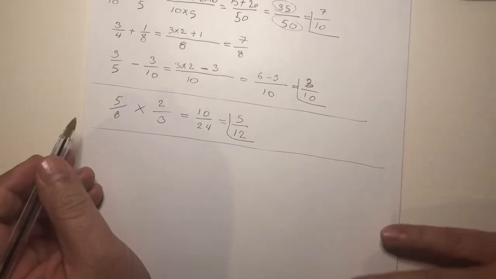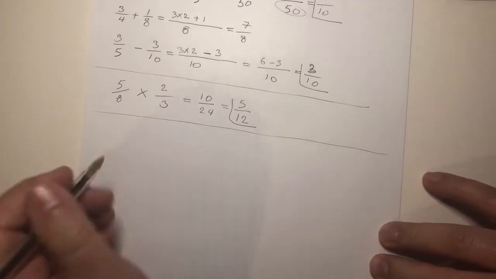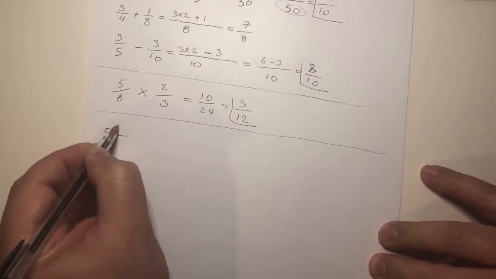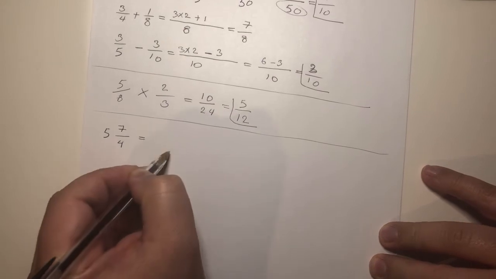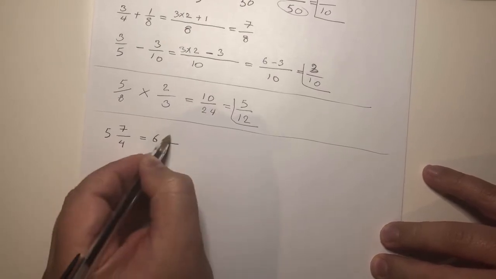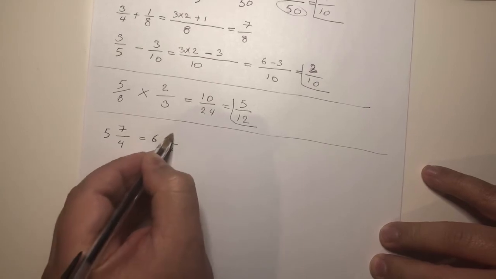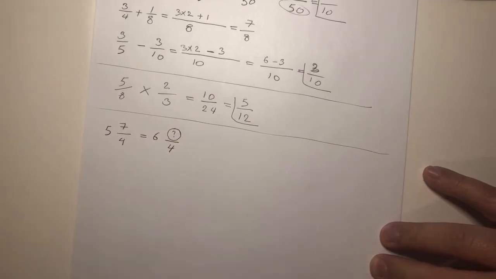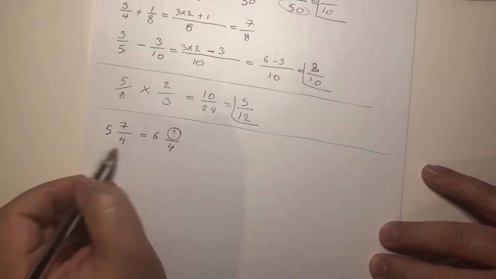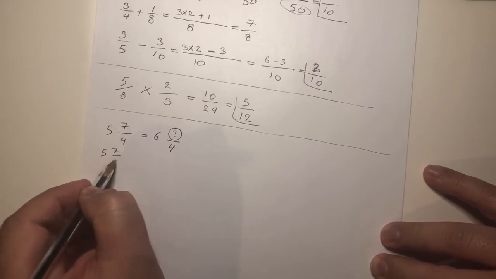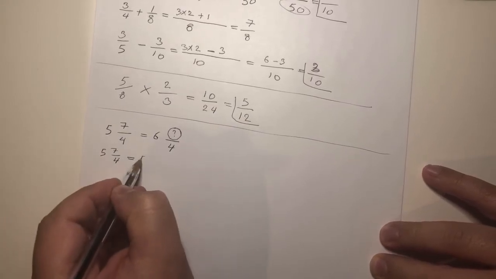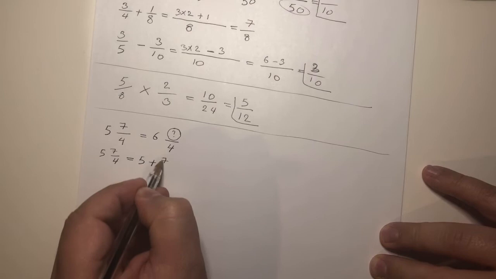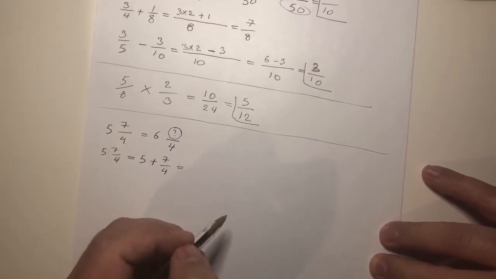Let's do one for the mixed numbers. Okay, let's solve this problem. 5 and 7 over 4 equals 6 and what number over 4? We want to find this number here. Okay, so we start from this side. 5 and 7 over 4 equals 5 plus 7 over 4, right? This is the definition of the mixed numbers.